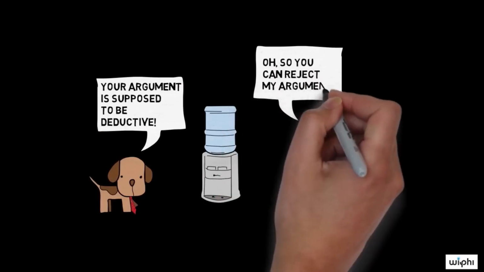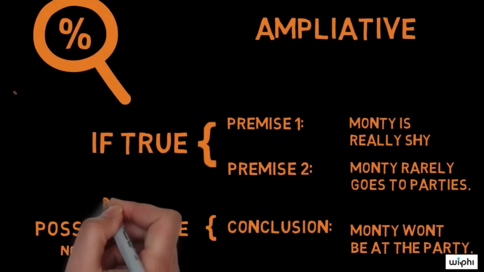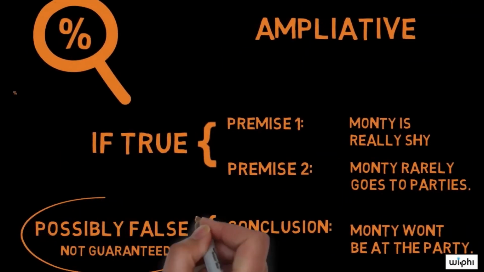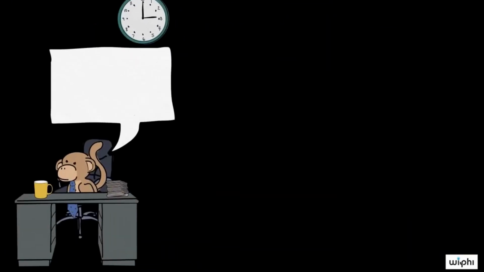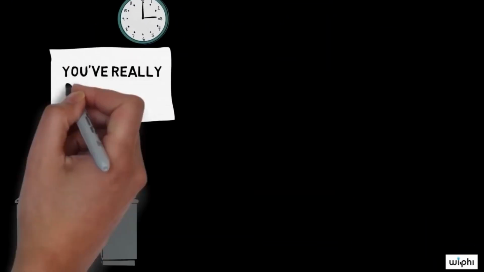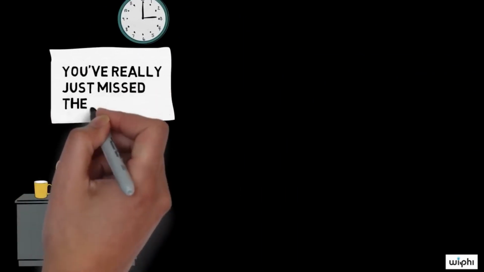Whereas in an ampliative argument, to notice that the truth of the premises doesn't guarantee the truth of the conclusion is simply to notice that it's an ampliative argument. If you were to object to the orange argument by pointing out that still the conclusion could be false, you'd really be missing the point.